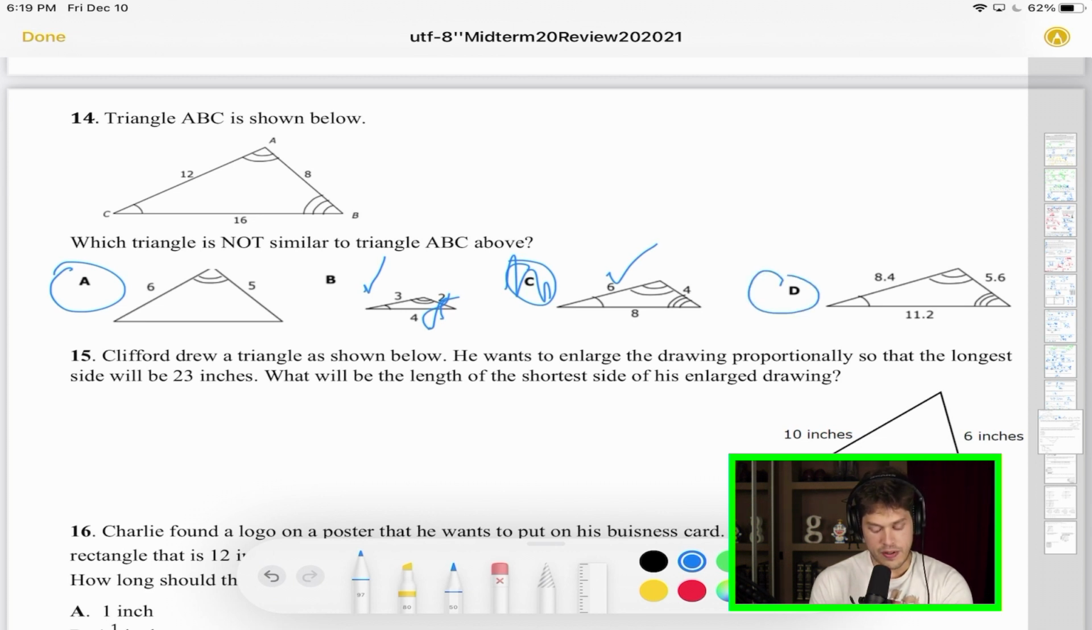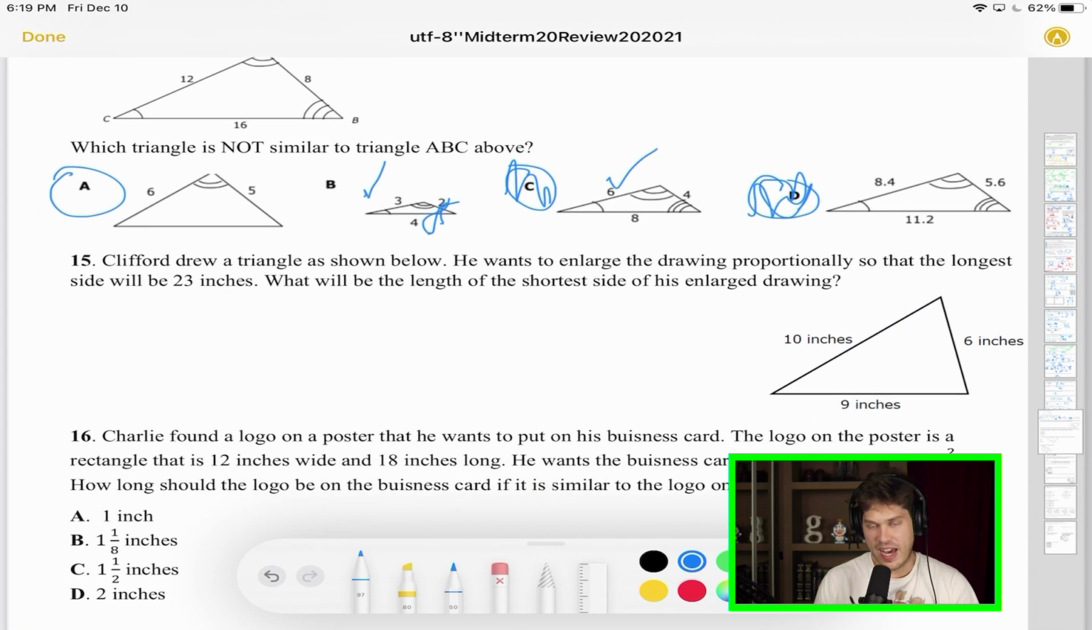I'm not going to deal with these decimals. That sounds not fun right now. But what would it be? 8 times 7/10 is 5.6. 12 times 7/10 is 8.4. 16 times 7/10 is 11.2. So D is similar. So the only one that's not similar is A. Again, read your questions carefully so you answer them correctly. I would have gotten that one wrong if I didn't catch myself.